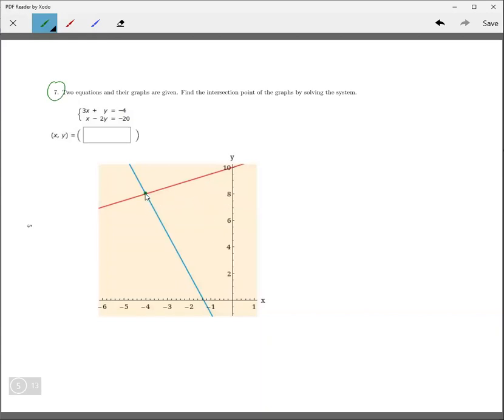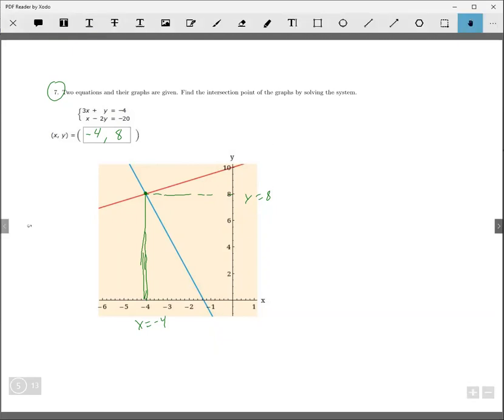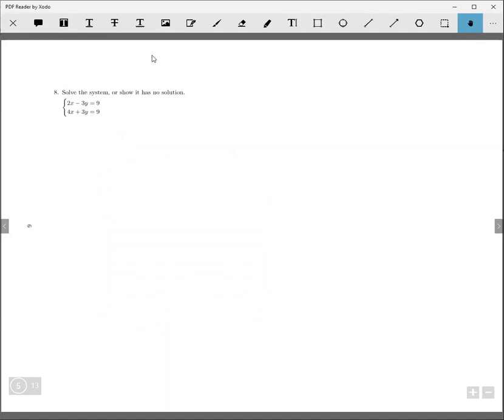This point right here represents the solution, and you can see that the y coordinate is 8, and the x coordinate is -4, and y is 8. So that means that the solution will be -4, 8. Okay, so you can solve these using graphs. Okay, let's just do some general problems.